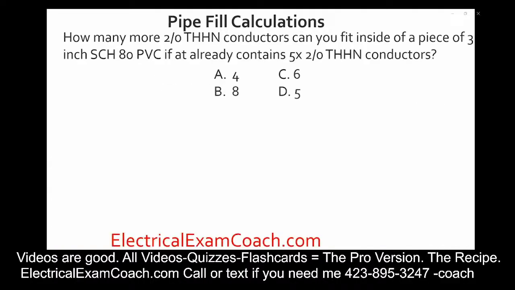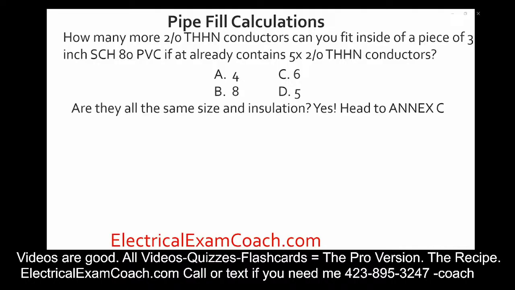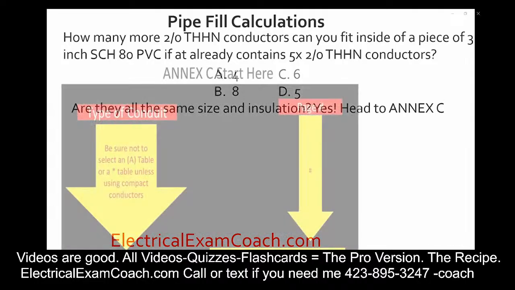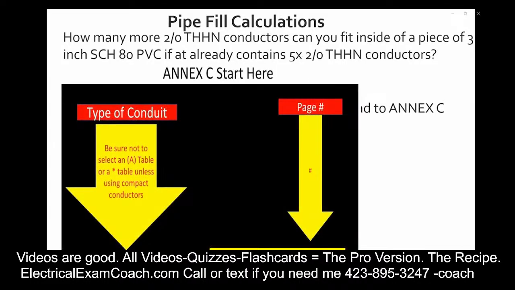How many more 2/0 THHN conductors can you fit inside of a piece of 3-inch Schedule 80 that already contains 5 2/0 THHN conductors? Well, the first question we're going to ask is, are they all of the same size and insulation? Yes, so let's head to Annex C. When we get to Annex C, start here, we're going to start on the left-hand side until we find our conduit, being sure that we're not in the A version of the table. Then we're going to come over and cross over and find our page number.